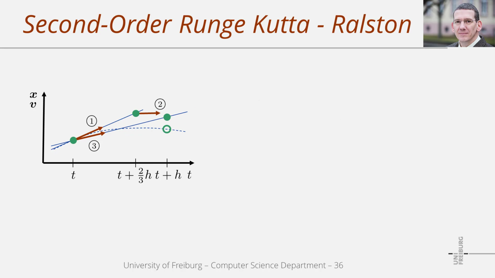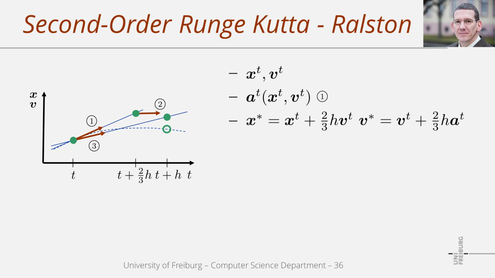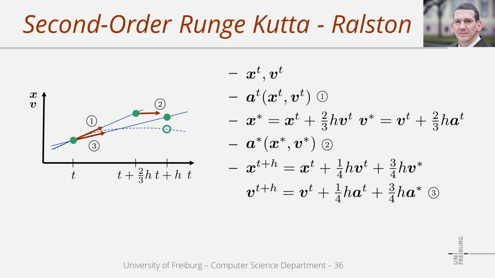The third variant shares the same basic properties of all second-order Runge-Kutta schemes, but slightly differs in the computations. We start with our function values x and v at time t, and we compute the derivative a at t. Then we perform an Euler step using 2/3 of the time step to get intermediate values x star and v star, which allow us to compute a star. And finally, we take a mixture of both derivatives for each function to perform a second Euler update from t to t plus h to get the final values.